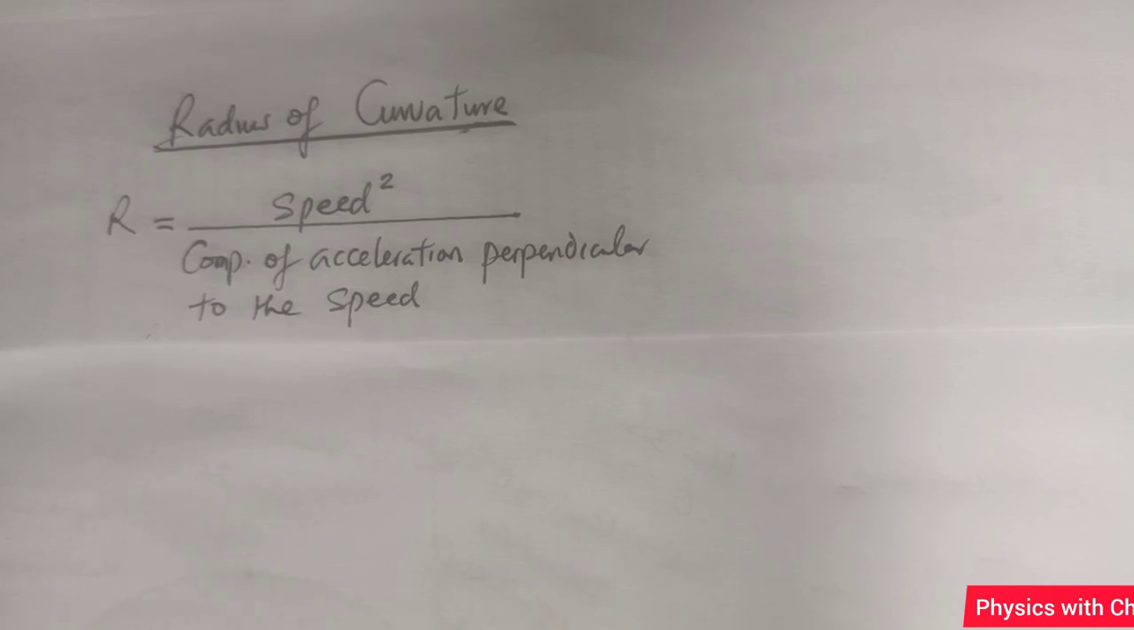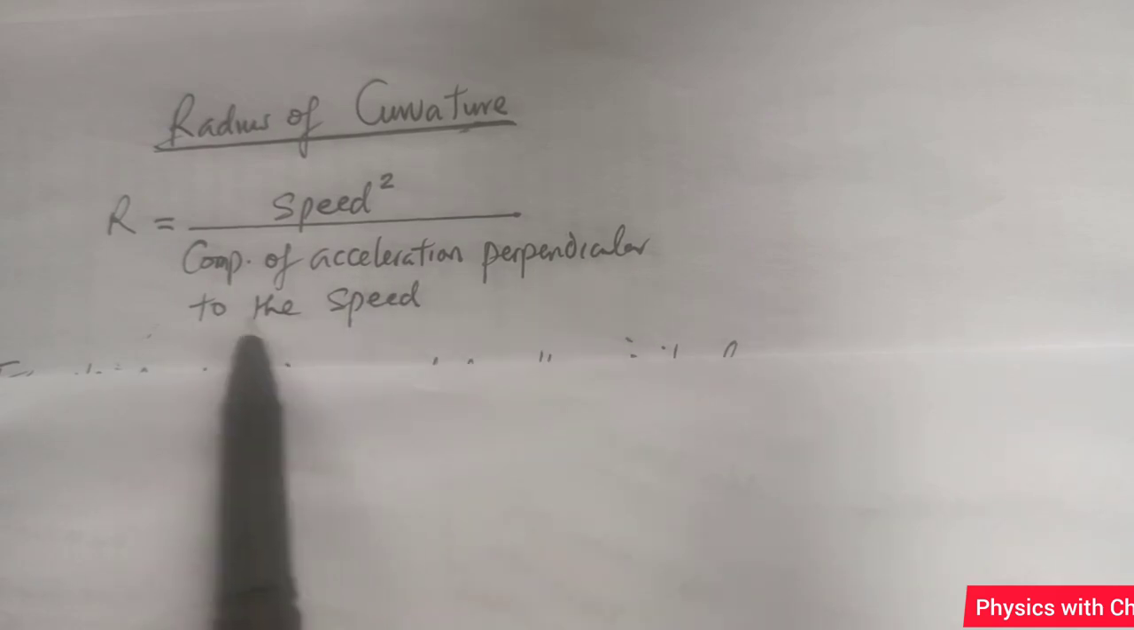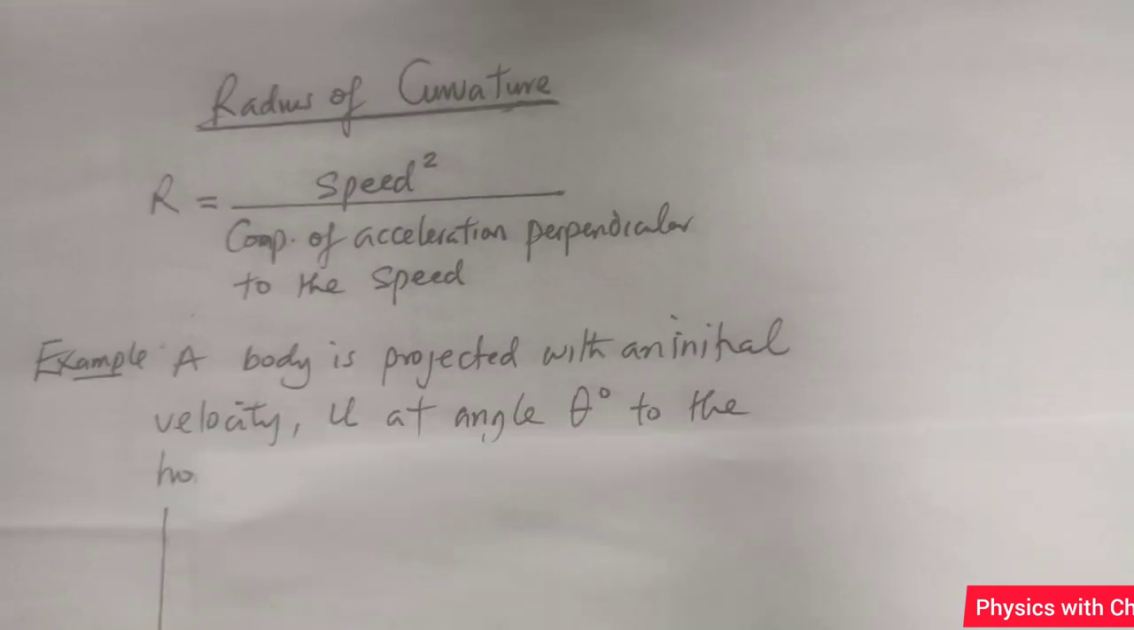We need to be able to write down an expression for the radius of the curve at any point in time. The radius of curvature is defined as the square of the speed of the body at that point over the component of the body's acceleration perpendicular to the direction of motion, the direction of the speed. So this is the basic definition of radius of curvature. Now let's see this example.